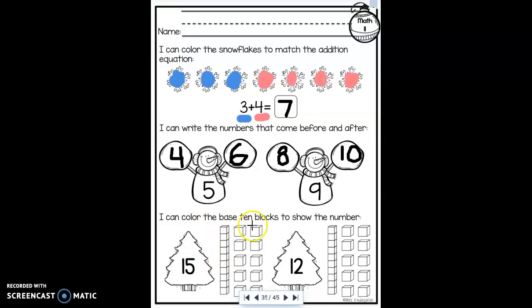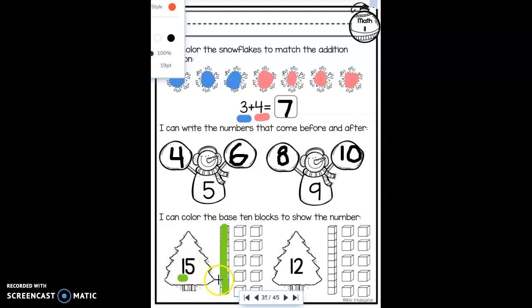It says I can color the base 10 blocks to show the number. So you guys worked a little bit with the base 10 blocks when we were learning these larger numbers. Okay, so I have to color 15. So I know 15 is one group of 10s. Here's my group of 10s. I'm going to go ahead and color this whole group of 10s with green. Okay, now I'm going to switch to a red crayon just to make this a little bit easier for you. That's my group of 10s, okay?